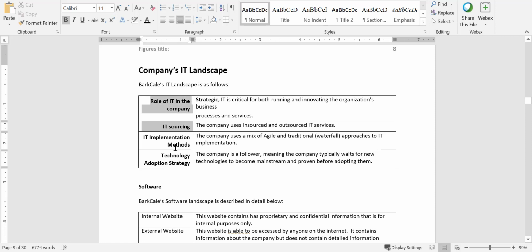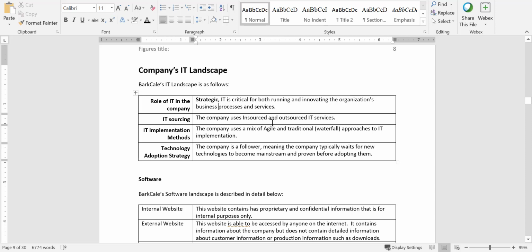So this is information you can actually pull from, if you have watched the COBIT introduction video, there's a lot of information in the COBIT PDF documents that are attached on the group project page. And the video kind of describes some of these things that are actually outlined in COBIT. So I used COBIT to actually understand a little bit more about my IT landscape at a high level. So the role of IT in the company that I have is actually strategic. It's really crucial for both running and innovating the organization's business processes and services.